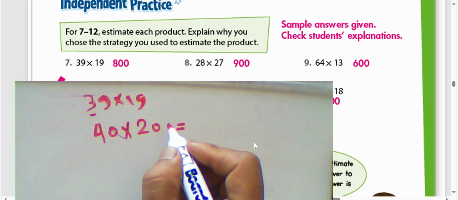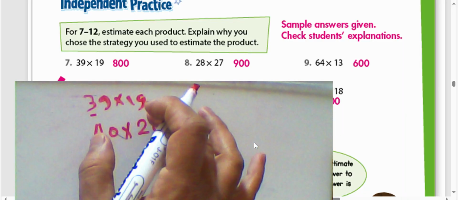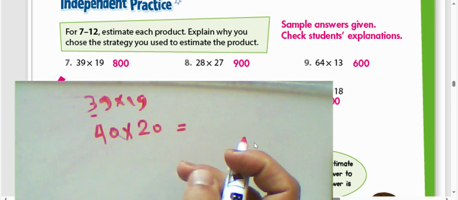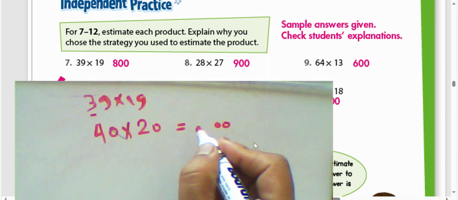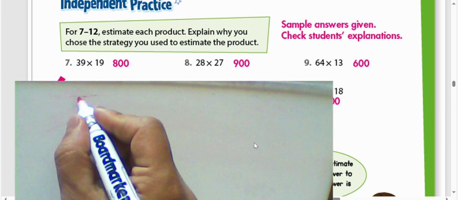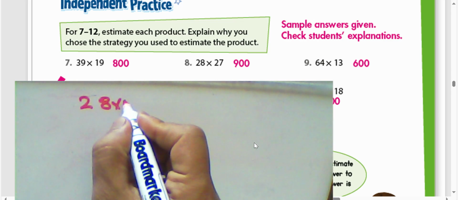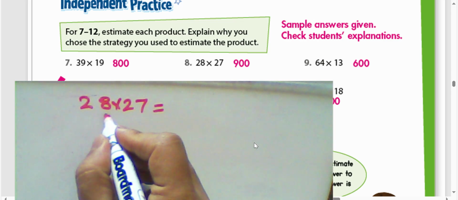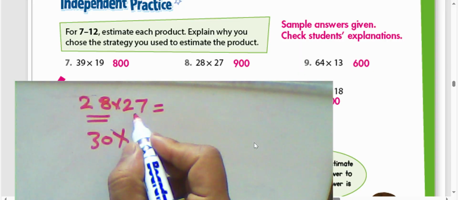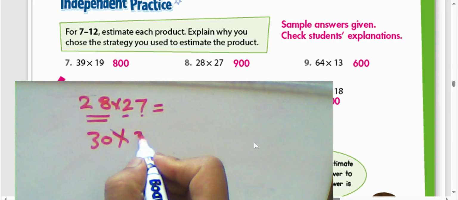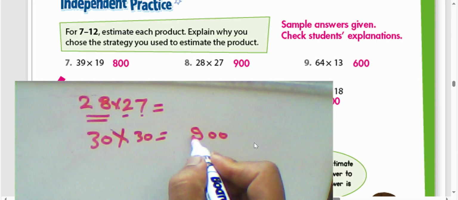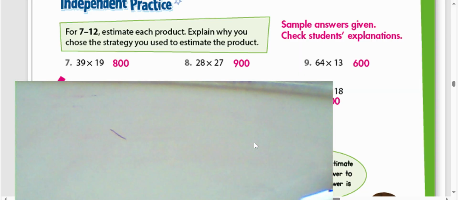Approximated to the nearest tens because 19 lies between 10 and 20, it's nearest to 20, and 39 between 30 and 40, it's nearest to 40. 20 times 40, we must write double 0, and 2 times 4 equals 8, then the product between them equals 800. And then 28 product by 27. 28 approximated to the nearest tens will be 30. 27 approximated to the nearest tens will be 30. Then write double 0, and 3 times 3 equals 9, then the answer will be 900.